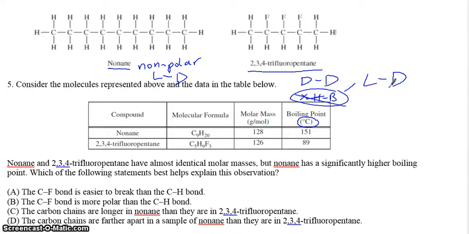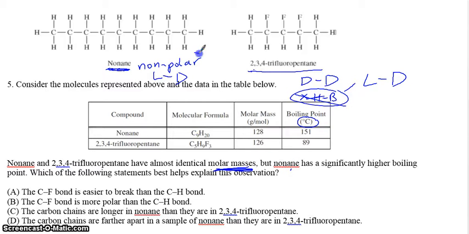You have dipole-dipole. You also have London dispersion forces. But it turns out nonane wins in the overall forces because it's so much longer. It being longer actually overpowers the other being polar. So the question is going to ask about these two, which have almost identical molar masses. Notice they have identical molar masses because fluorine is heavier than carbon, which makes up some of the molar mass. But nonane has a significantly higher boiling point.